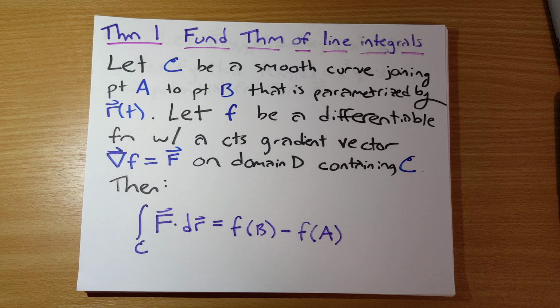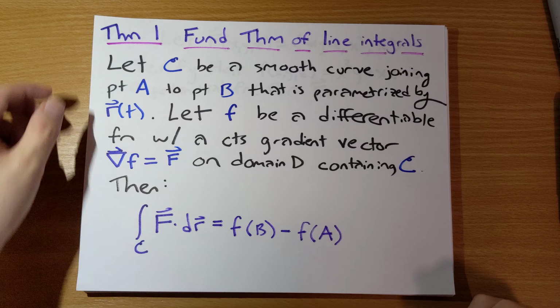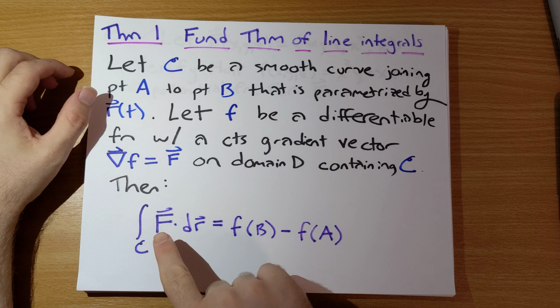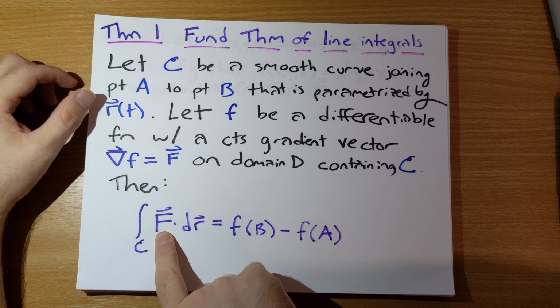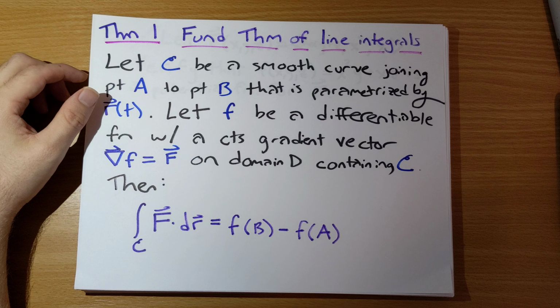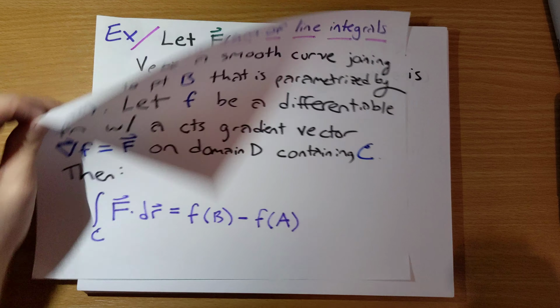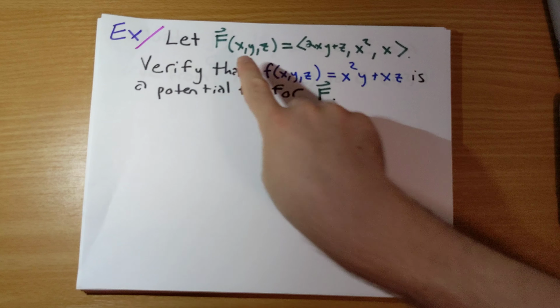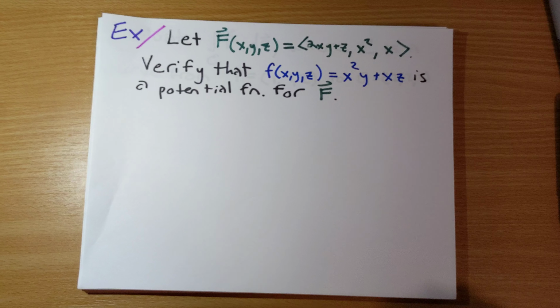Let's use our fundamental theorem of line integrals here. Let's put this to work. What we should be looking for is that F is the gradient of some little function f. So take a look. Let big F of x, y, z be the vector field 2xy plus z, x squared, and x.